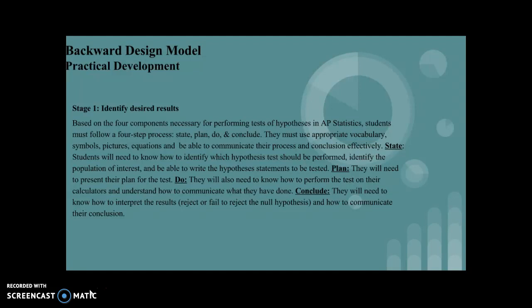The planning stage is when they present their plan for the test. How are they going to do it? Are they going to use a chi-square test of significance? Are they going to use a 2-tailed z-test for significance, etc.? The do part is when they actually perform the test using formulas, calculator commands, etc. The conclude portion is when they must interpret their results. Do they reject or do they fail to reject the null hypothesis? And then they must communicate their conclusions.